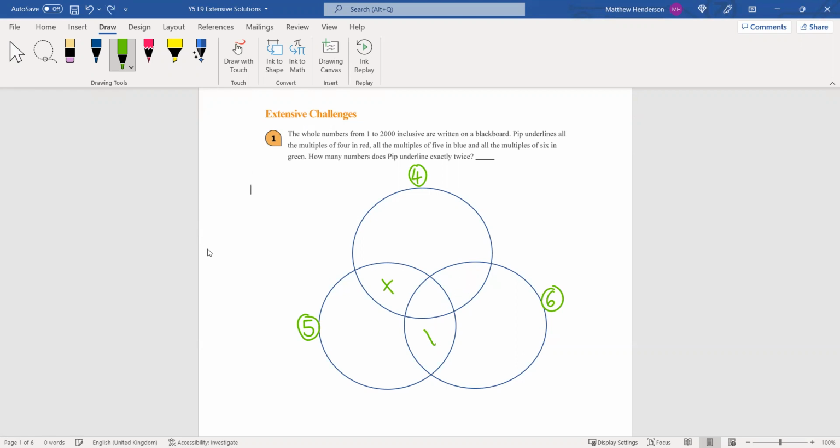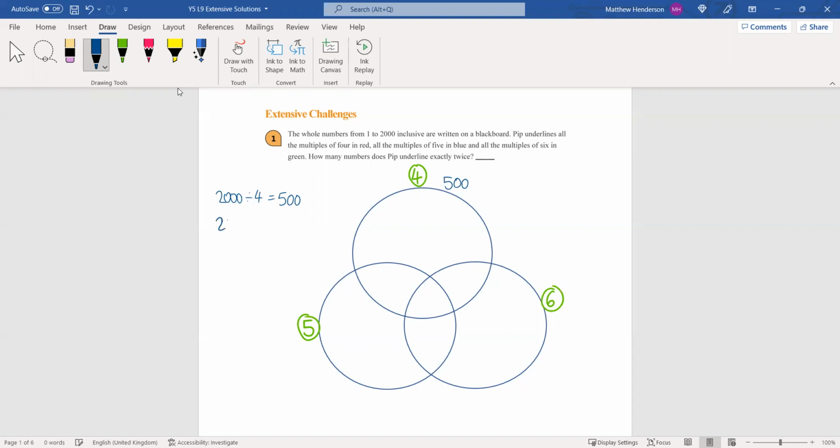So the way that we can find out how many multiples occur in each box, we use division. So if there's 2000 numbers in total, every 4 numbers will be a multiple of 4. So I divide by 4 to find we've got 500 multiples of 4 in total. So this goes outside the circle, because this includes all of the multiples of 4 that are also multiples of 5 and also multiples of 6.